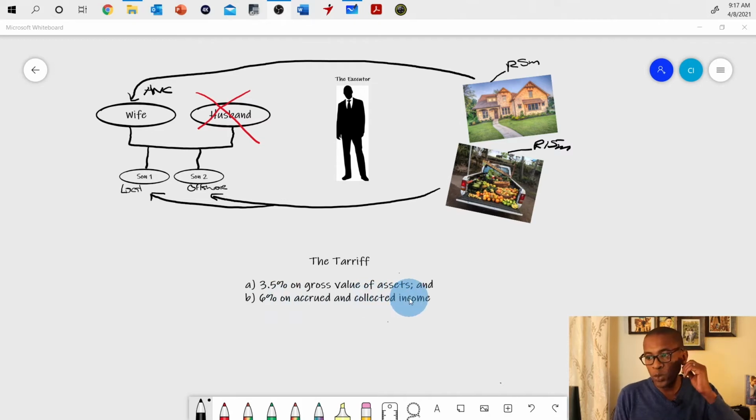And if there's an income, it's at 6% on accrued and collected income. For our purposes, we're not going to consider income. We're just going to look at the gross value of assets. So perhaps it's quite important to pause here just a second. Just remember, we're not talking about estate duty now. In estate duty, we could sometimes get confused with the terminology. We talk about gross value of the estate.